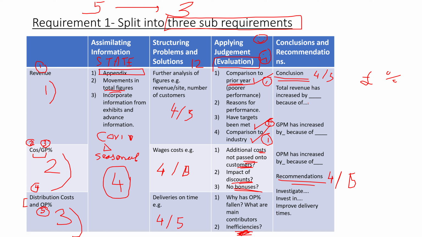So conclusion is about understanding why revenues increased, how much total revenues increased, and why. So in this conclusion, you're addressing each sub-requirement. So I'm going to put 3 here just to remind you that you're addressing each sub-requirement. And the recommendations are not specific. You don't have to write a recommendation for each sub-requirement. You just have to write recommendations that make sense. Like investigate the inefficiencies and cost of sales, or improve delivery times, or invest in better quality equipment so that you can win customers. Okay?